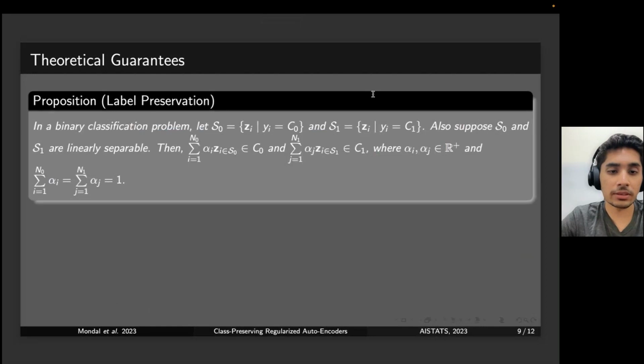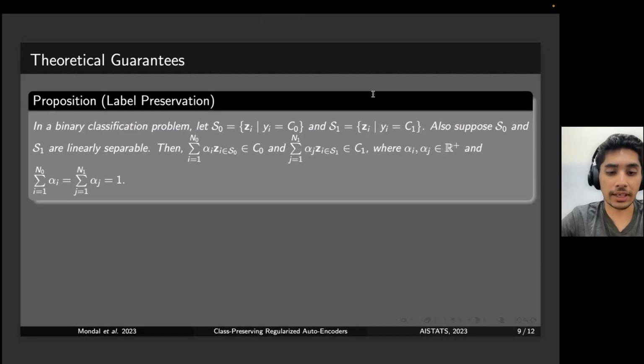Now for the proposed method, we are able to provide several theoretical guarantees. The most important of which is the following, which says that if two classes are linearly separable, then any data point sampled from the convex hull of a particular class preserves the class. This is quite easy to prove. Nonetheless, it forms the backbone of our method.